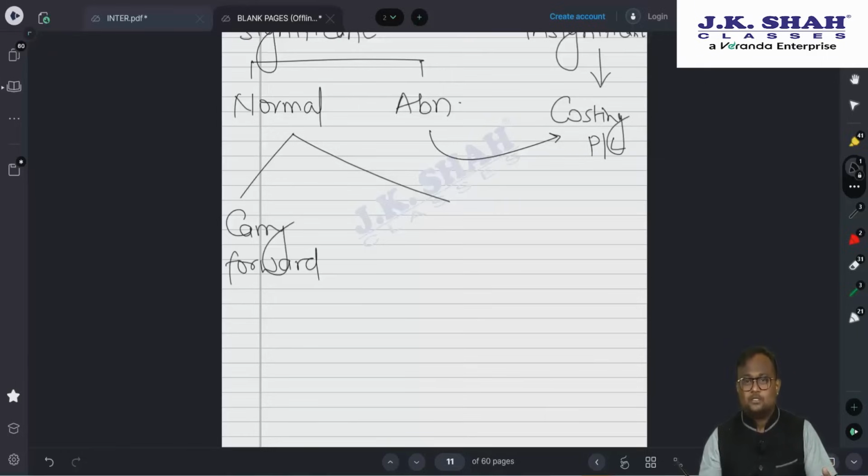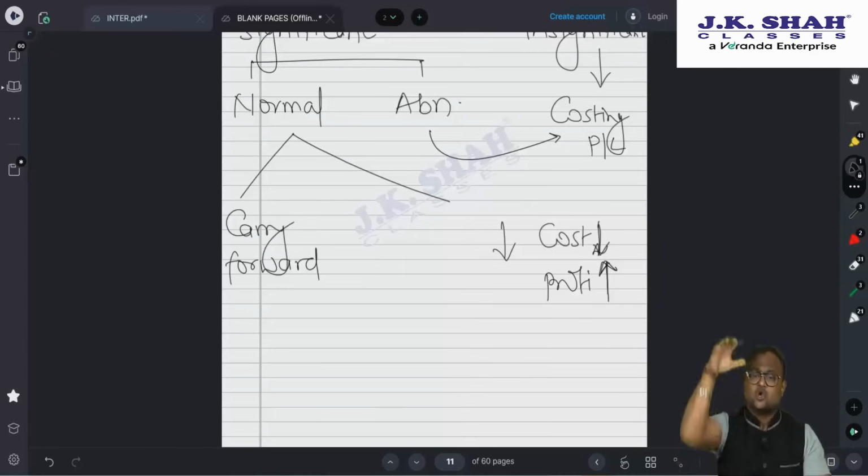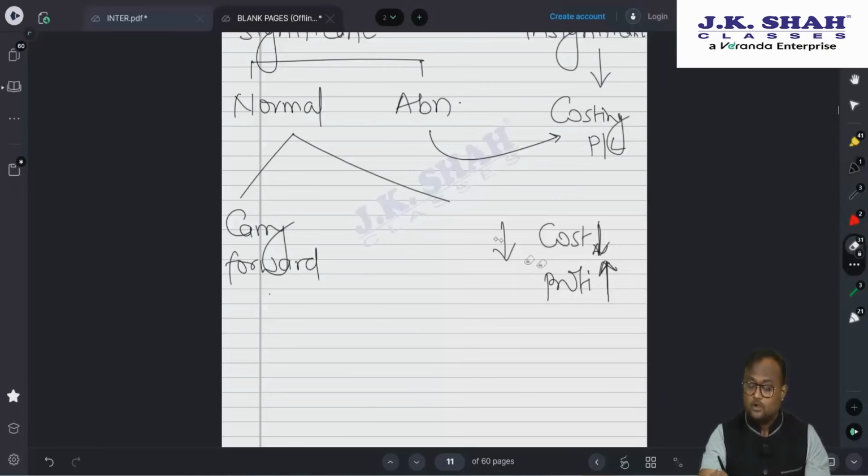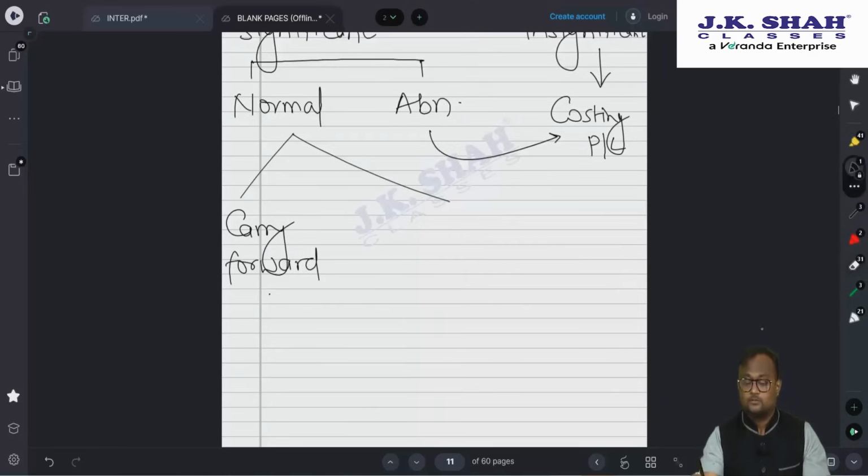People don't do this because if there is an under absorption, remember your cost is less in books. You have absorbed less, recovered less, charged less, so your cost is already less. That means your current year's profit is inflated in the books. By carrying it forward to the next year, you are not adjusting current year's profit. On the contrary, you are affecting next year's profit. So the best option is to apply the supplementary rate and its threefold effect.